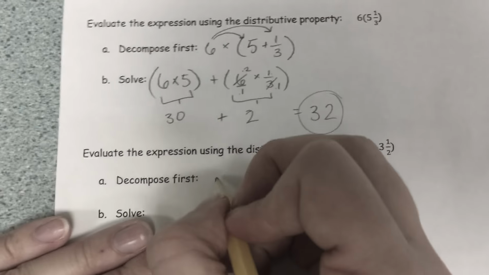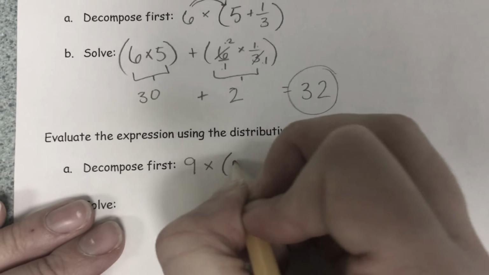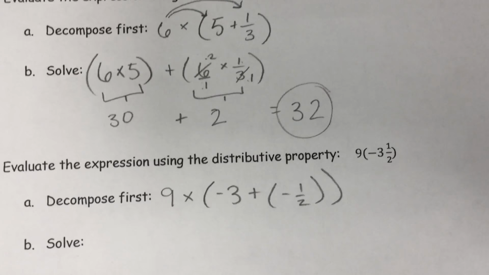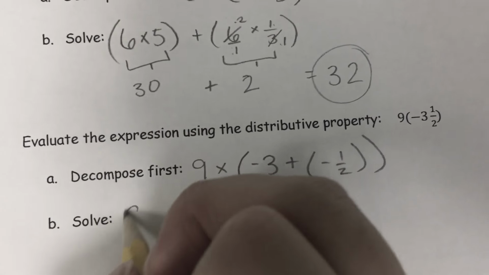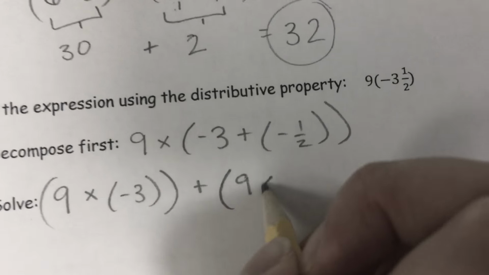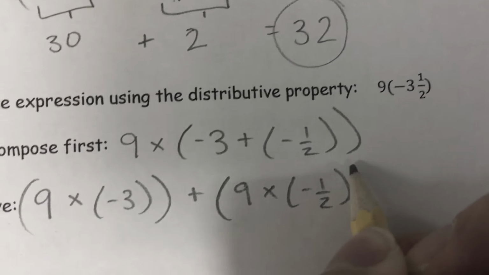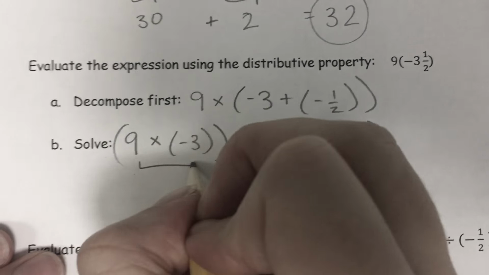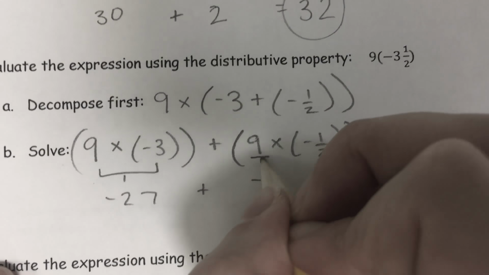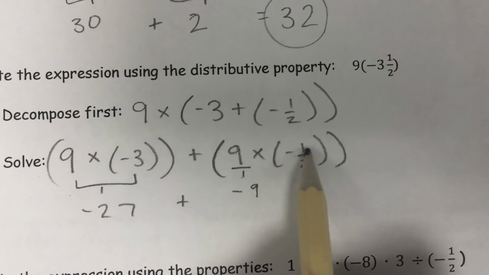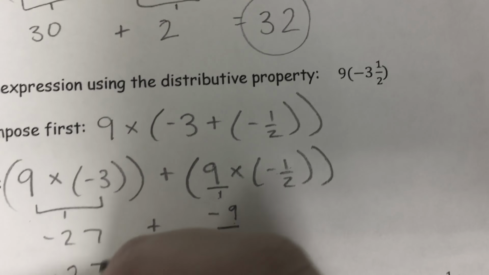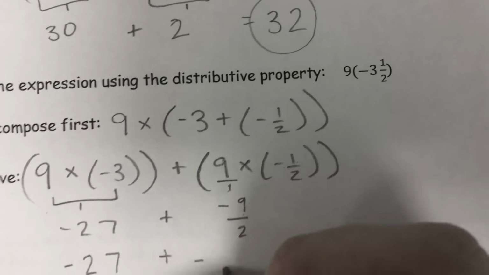Right here, we've got 9 times negative 3 plus negative 1/2. Be very careful, don't forget the negative sign in front of the 1/2. All right, so to solve, we're going to do 9 times negative 3 plus 9 times negative 1/2. 9 times negative 3 is a negative 27, plus, that can be rewritten as 9 over 1. 9 times negative 1 is negative 9 over 1 times 2 is 2. That can be rewritten as negative 27 plus negative 4.5.